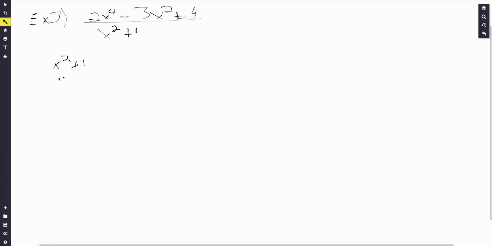x squared plus 1 divided by 2x to the 4th. We have to include zeros, because zeros show that it has no impact on the question, but we have to include the x cubed term to make the division happen smoother. So we'll just have plus 0x cubed, because we have 0 terms of x cubed, minus 3x squared plus 0x plus 4. So that's how we rewrite it. And then just do the same process.